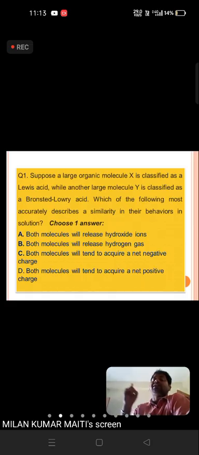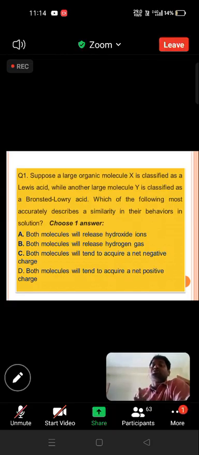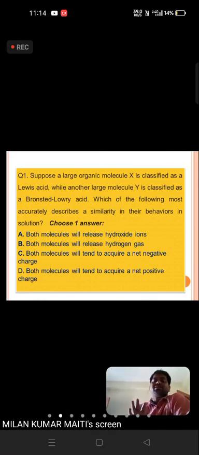That means it provides an H plus ion to the other. So after providing the H plus, Y becomes Y minus. So both of them get converted to negatively charged ions within the aqueous solution. And thus C is the correct answer. Okay.